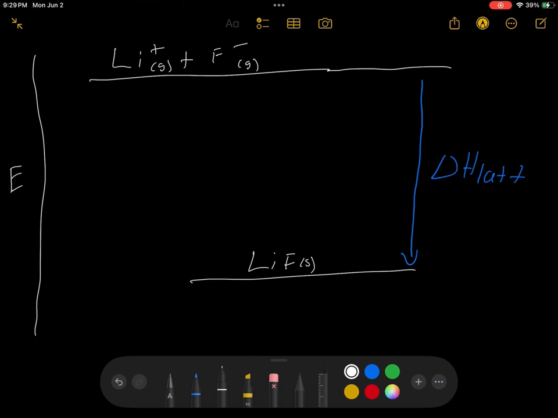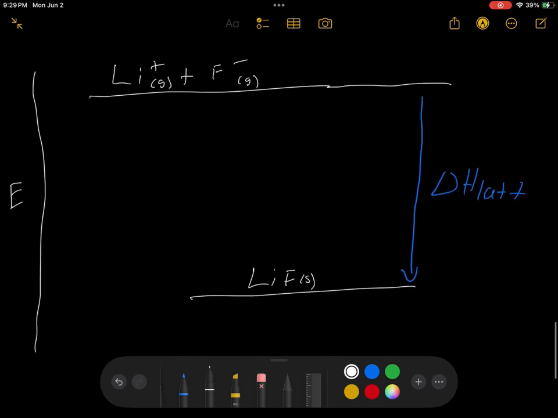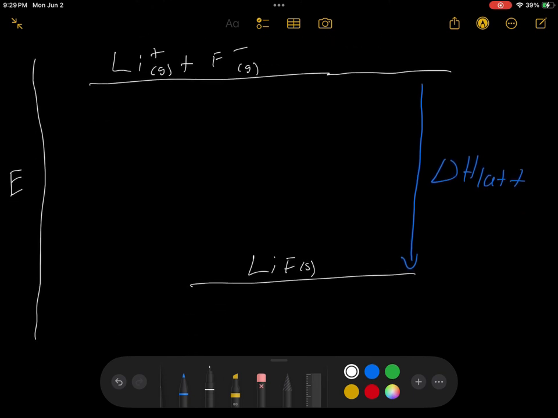So literally, the fact that this bar up here is above this one below means it has more energy, which makes sense because these gaseous ions have more energy than a solid compound, right? And the downward arrow means there is a loss of energy, which is what an exothermic reaction is, right? So now we have to understand where on this diagram delta H formation would lie, right?